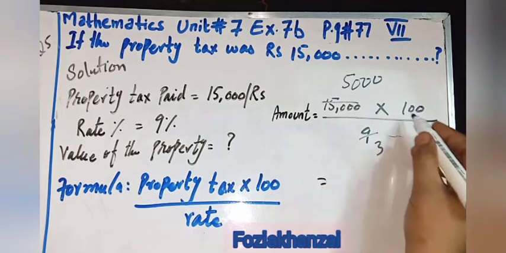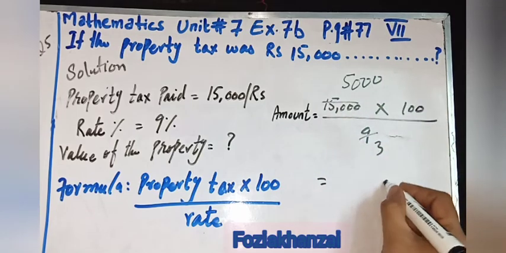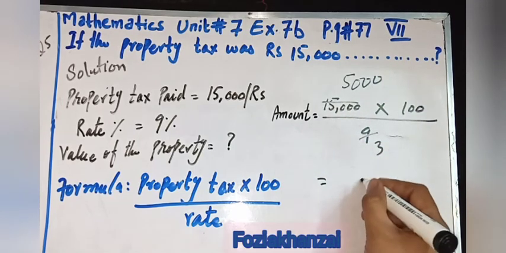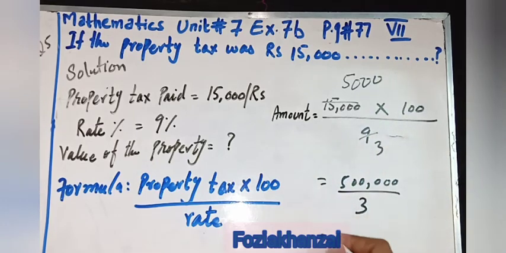Now multiply: 1, 2, 3, 4, 5, 0, direct multiply. 5 1s are 5 upon 3. Now divide it. After dividing, the answer is 166,666. If we divide it, 1,66,666 rupees 60 paisa would be the answer for the total value of the property, the answer of part 5.